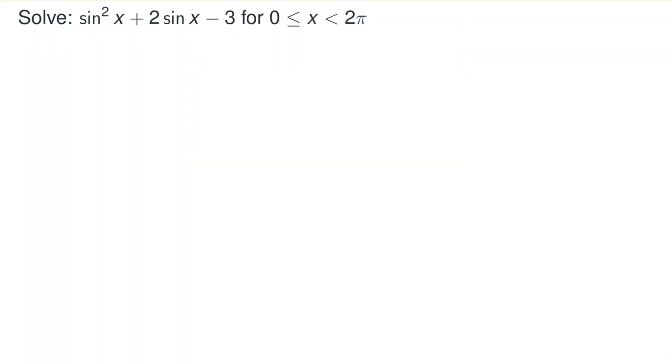Solve sine squared x plus 2 sine x minus 3 between angle 0 and 2 pi. So when we have a quadratic like this, we can try to factor. So let a be sine x. Then we get a squared plus 2a minus 3. Oops, actually I forgot to type 0 equals 0 here.